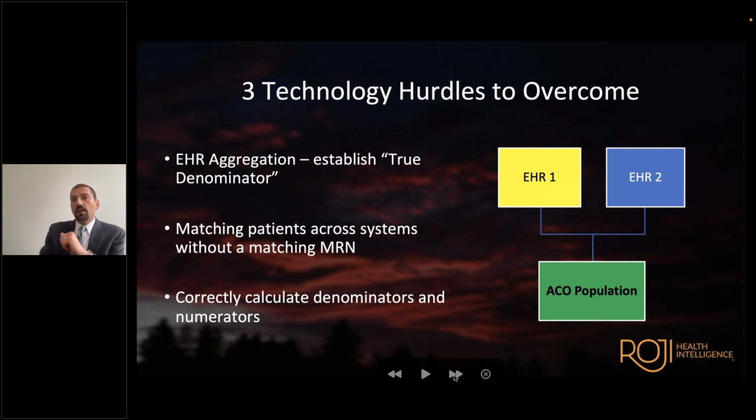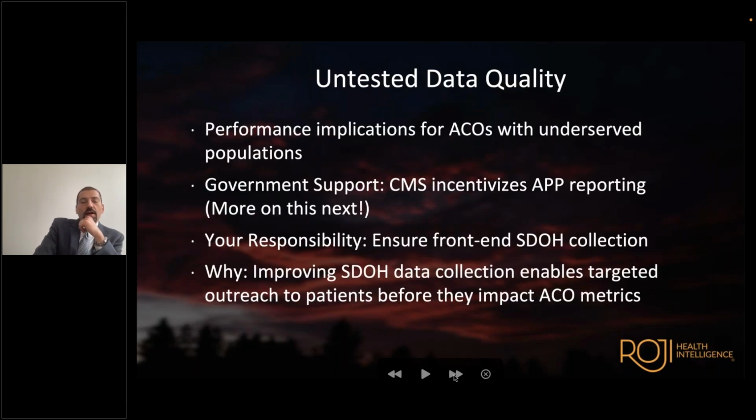You're going to have to do it on your own, looking at patient name, address, zip code, date of birth, all kinds of things like that, to try to ensure that the patient you were looking at from EHR1 is the same as or different from the patient in EHR2. And then from that, you're going to be able to correctly calculate denominators and numerators for measures. Obviously, there are going to be some issues with data quality. There are major performance implications for ACOs who have underserved populations.